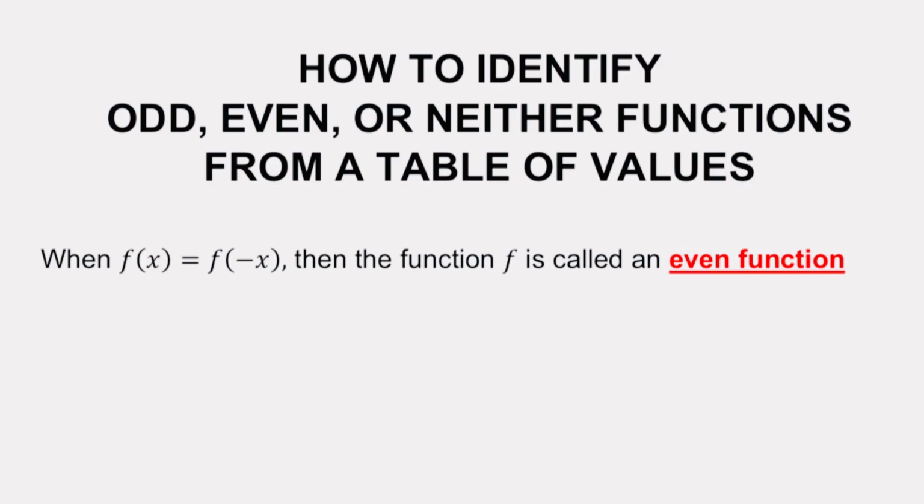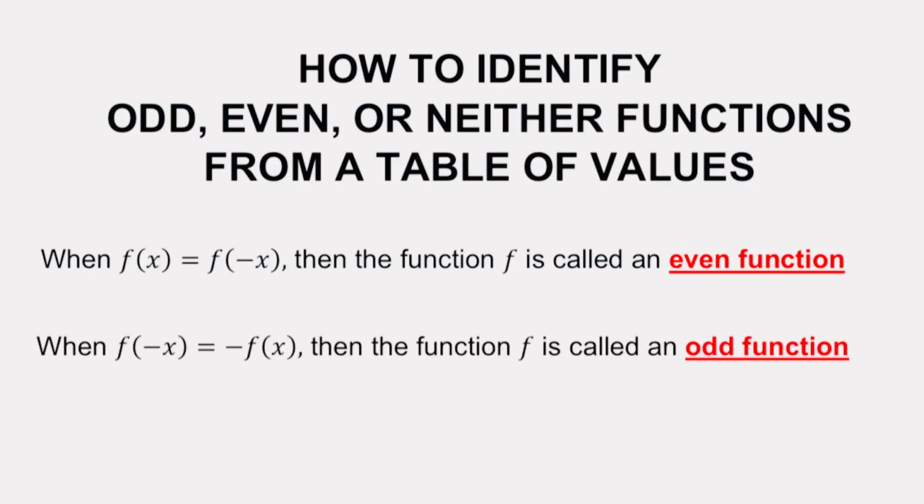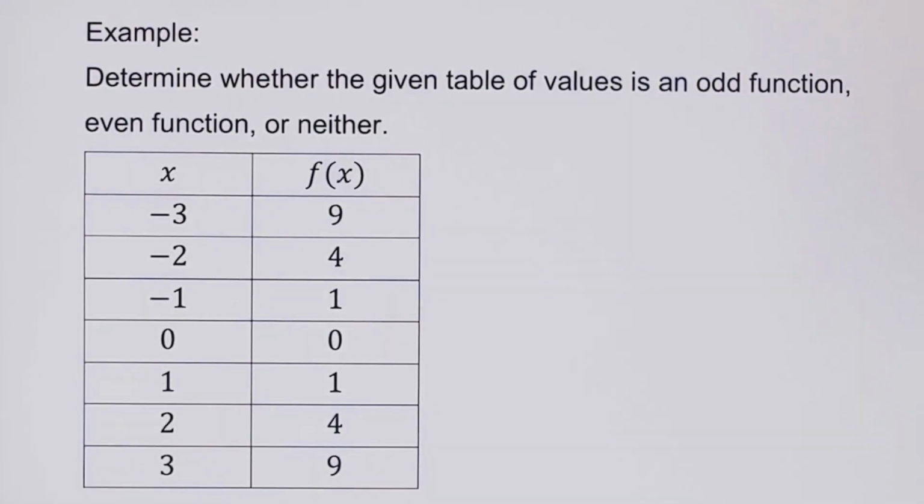On the other hand, when f of negative x is equal to negative f of x, then the function f is called an odd function. Now let's go over some examples. This given example that we have right here is an example of an even function.